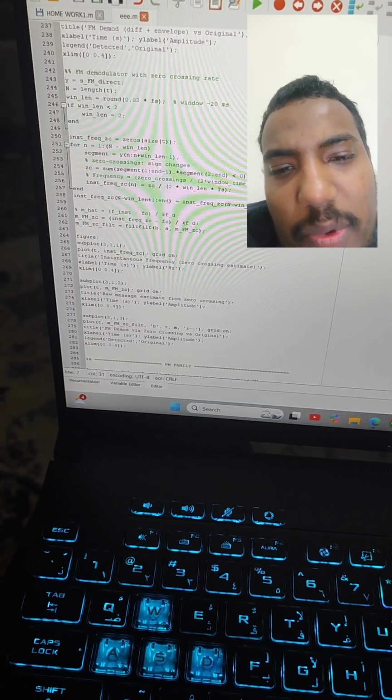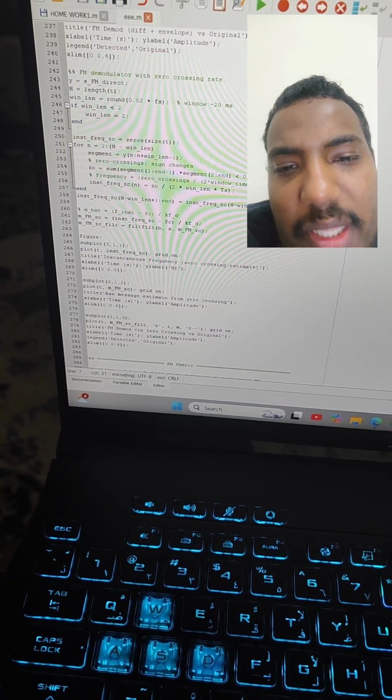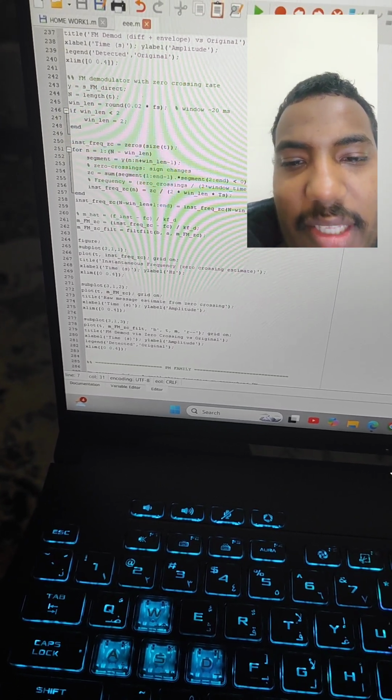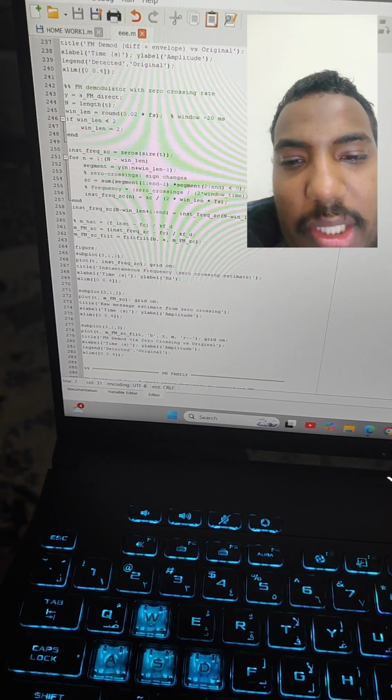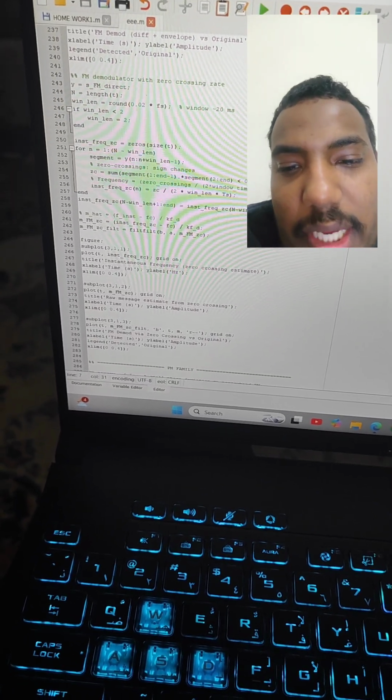First subplot: PM signal. Second: derivative of the phase. Third: demodulated output, related to the derivative of the message. The end of the script.